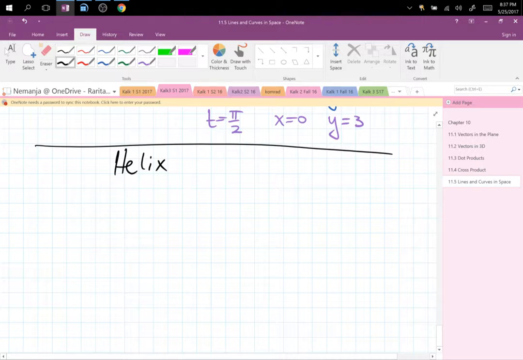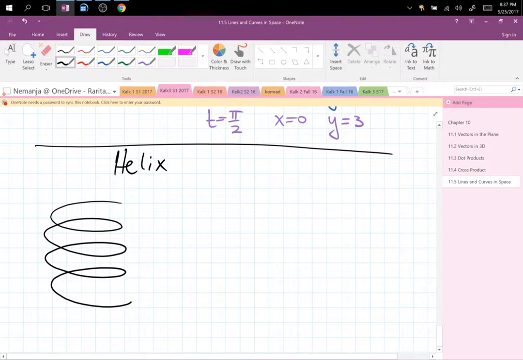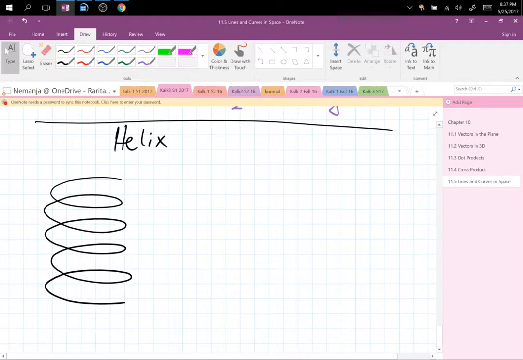So the helix looks like a spring. Those of you who are into engineering, graphics, and so on, you would call this the side view.